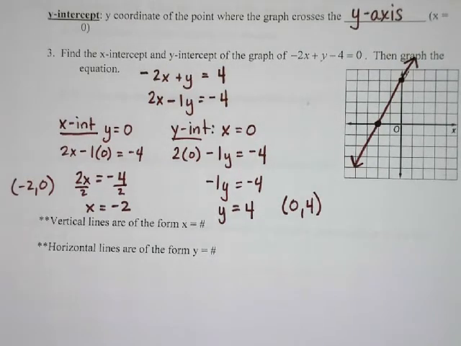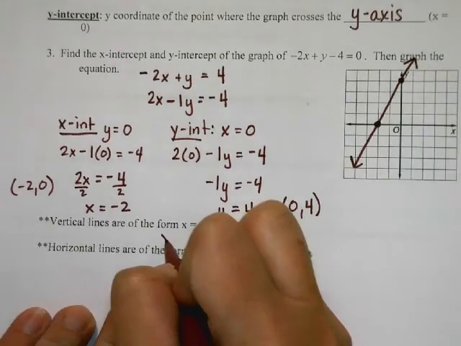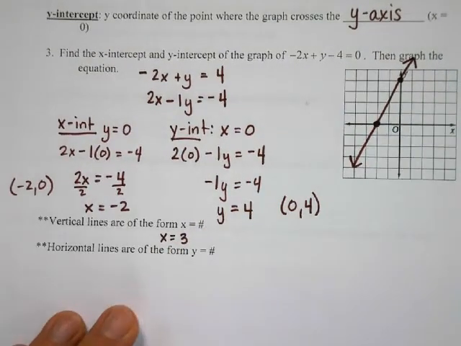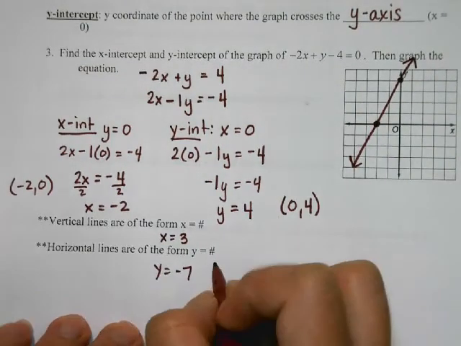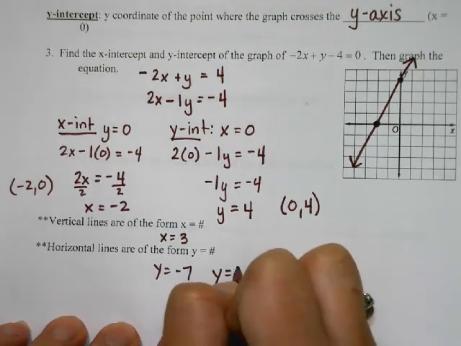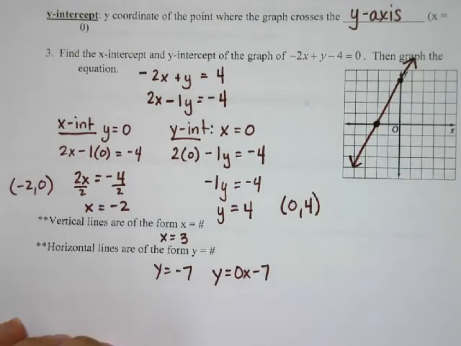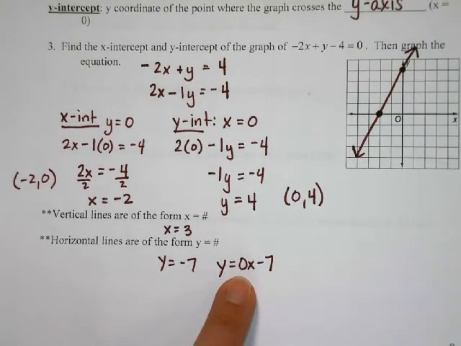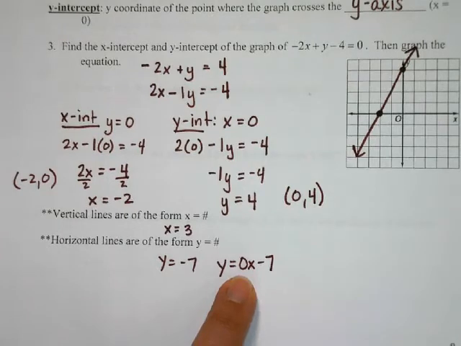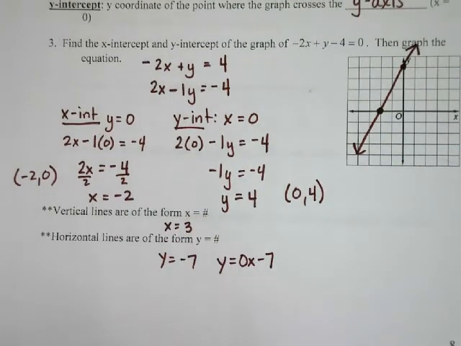Horizontal lines are of the form y equals a number. So this could be like y equals -7. And those are functions. Think about them like that. And you can write them in slope-intercept form: y equals 0x minus 7. So my slope for horizontal lines is 0. My slope for vertical lines, there isn't any, because there's no slope-intercept form of that line. Okay? Questions?